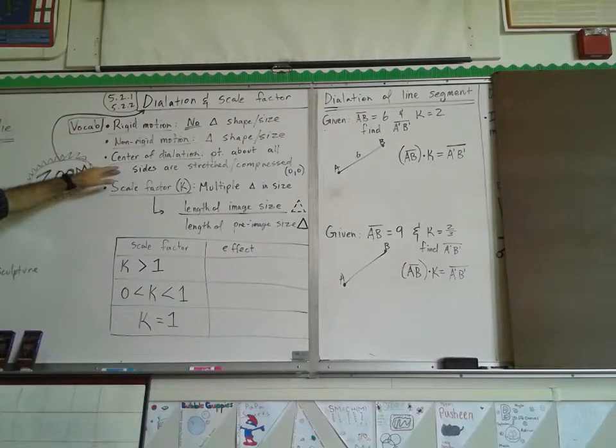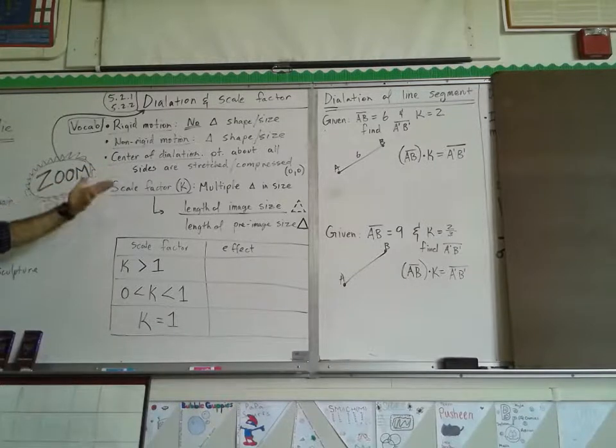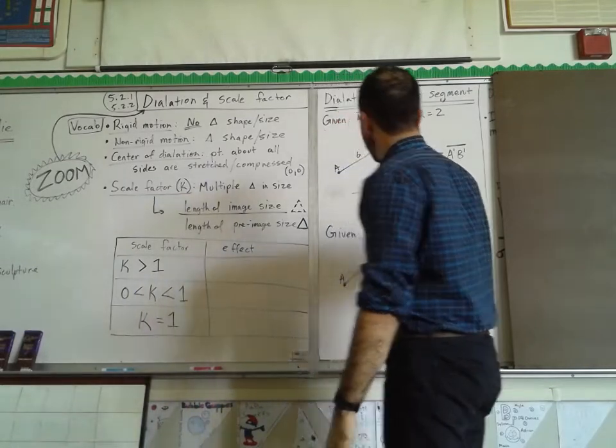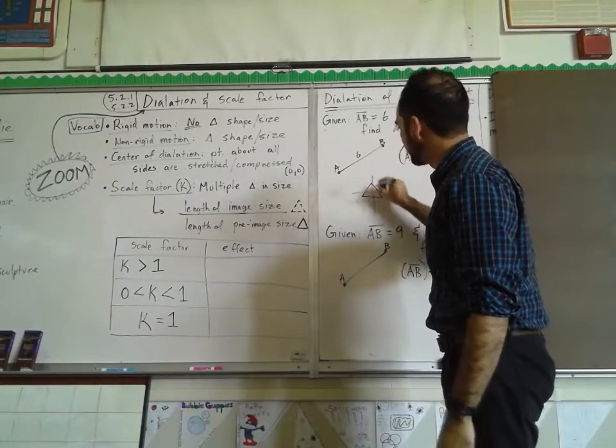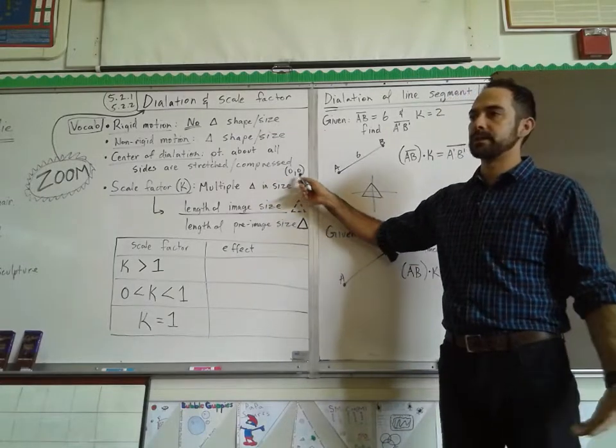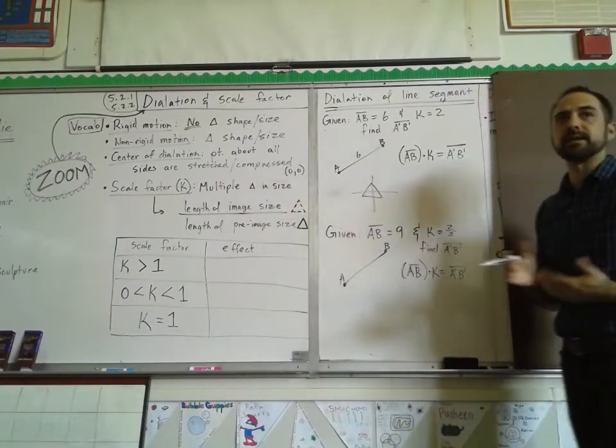The center of dilation is the point about which all sides are stretched or compressed. So, I'm going to draw real quick. Here's a coordinate plane, and I have this triangle. The center of dilation is (0, 0), which is going to be the case for most of the problems we face, actually all of them.